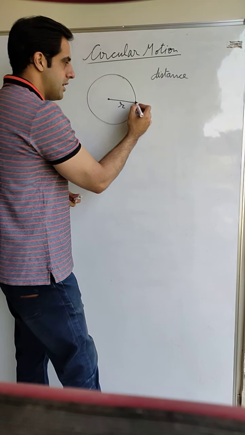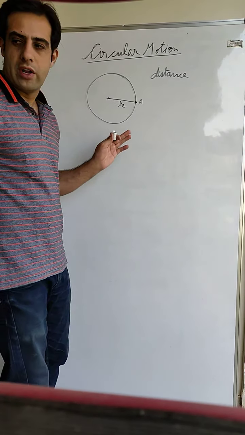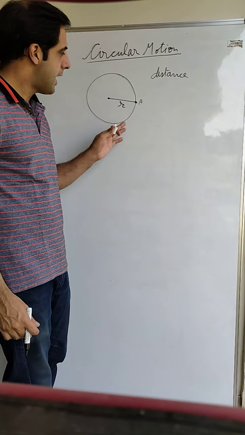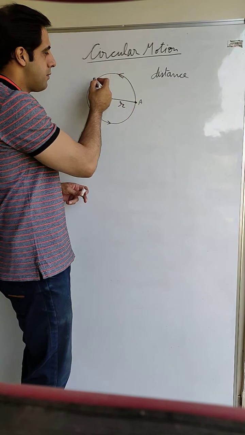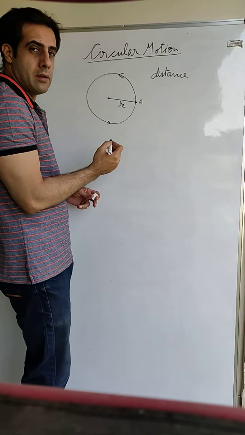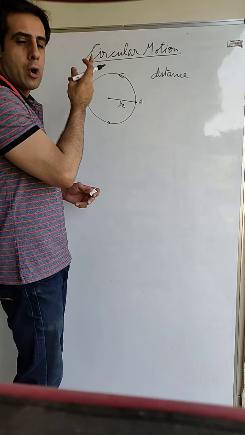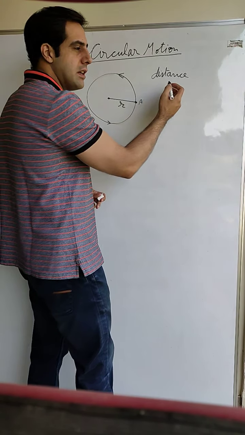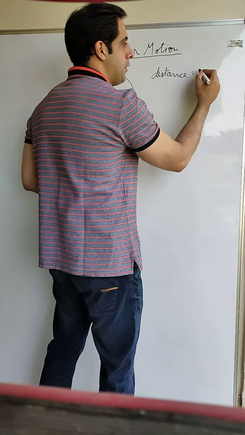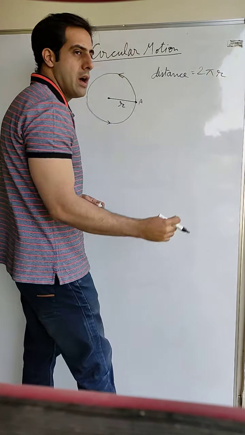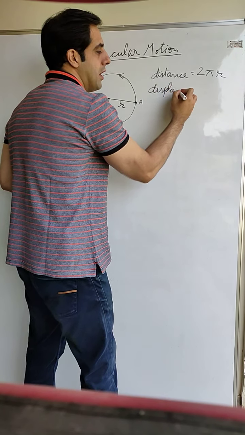Now suppose the body started moving from this point, let's call it point A. The body has started from point A and it is moving in the anti-clockwise direction, and it comes back to point A. That is one complete revolution or one round. If the body is covering one round, then what is the distance? The distance will be equal to the circumference of the circle. What is the circumference of a circle? 2 pi r.